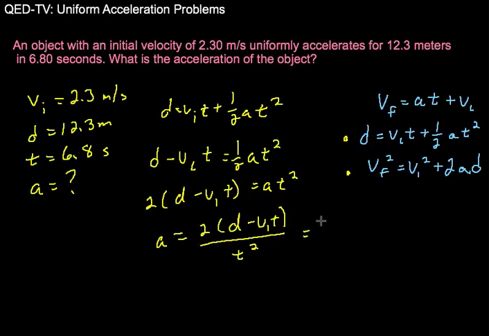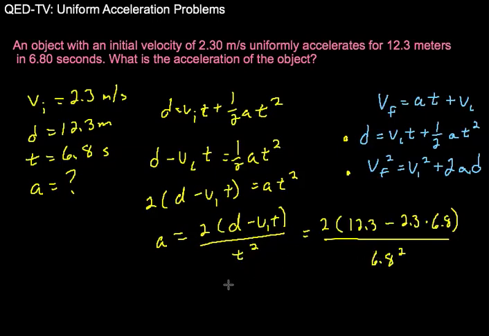Okay, so it would be 2 times, what was my D? It was 12.3 minus, what's my VI? 2.3 times T, which is 6.8, all over 6.8 squared. And if I put that in my calculator and get an answer, it should come out, and you can check this, it'd be negative 0.144 meters per second squared.